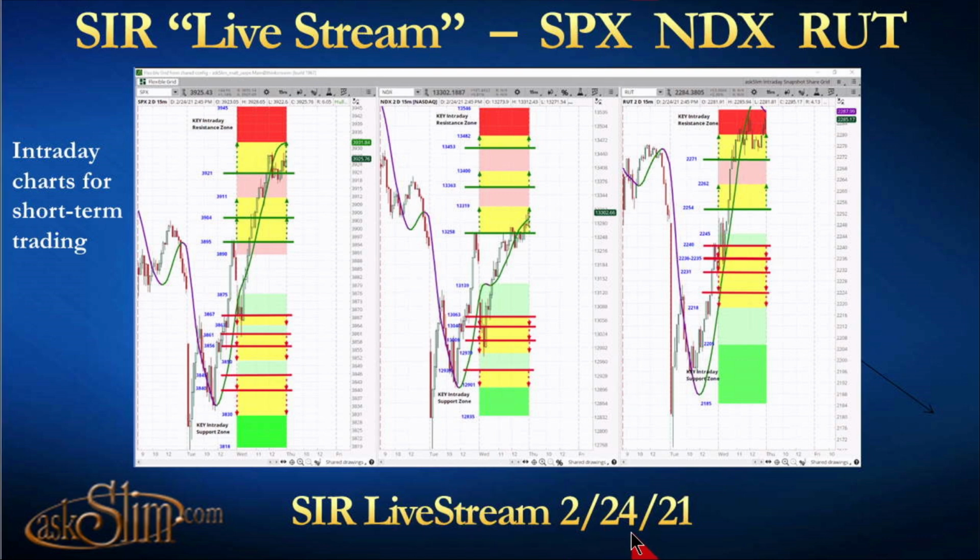This was from Wednesday, the 24th. And this is for our intraday charts, really for short-term trading. These are 15-minute charts of the S&P 500, the NASDAQ, and the Russell. What it has on here is what we call our reversal scout. This helps you with your directional decisions. And when it turns up, which it did the day before, you generally get upside moves.